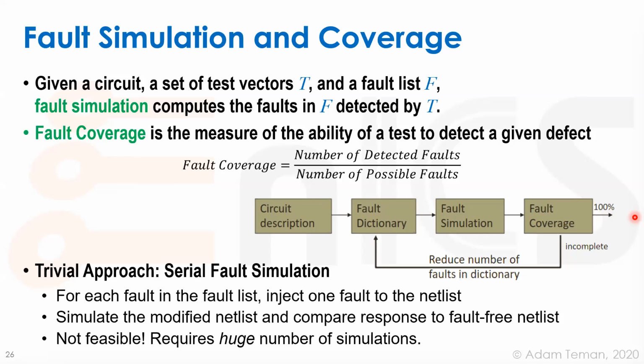What Udi was saying is that the trivial approach to do this, which is a really horrible way, is called serial fault simulation. And that's to go take every one of the faults in this dictionary, inject it into the netlist, and then find out what the test is that will actually give a different answer than the golden answer. And that's a really tough way.